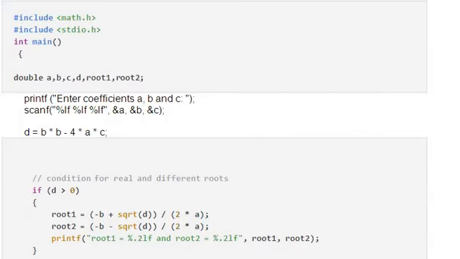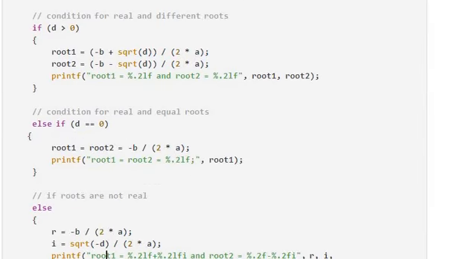So look at the program and look at the declaration part. We have variables a, b, c, d and root 1 and root 2. What are the input variables here? a, b, c. You need to calculate d. d is b square minus 4ac. So there are three conditions: d greater than 0, d less than 0 and d is equal to 0.